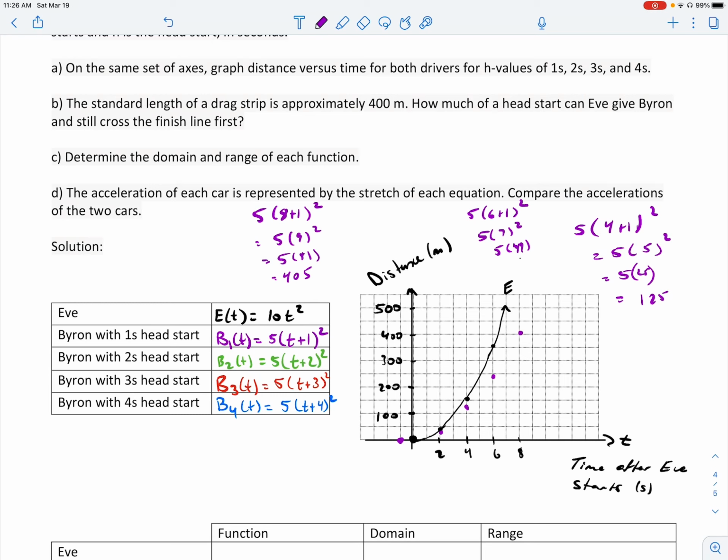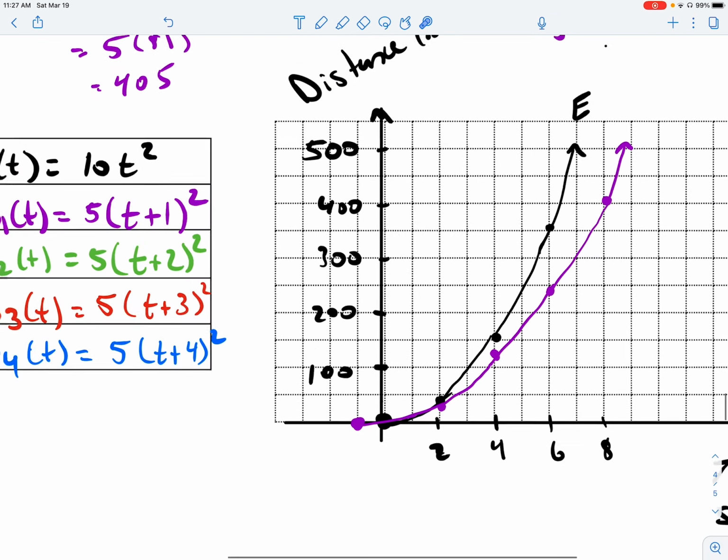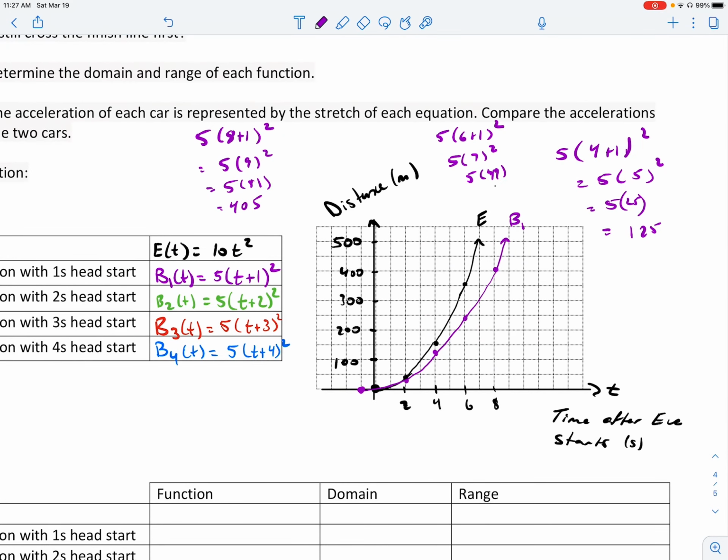So there we have it. We got Byron's distance versus time. So it's funny, it actually looks like over here he's winning for a bit. Like you can see up here, he's winning a bit, but then Eve kind of passes him just a little bit after 1 second. So she obviously has a pretty fast car. So this is B1. That's Byron with a 1 second head start.